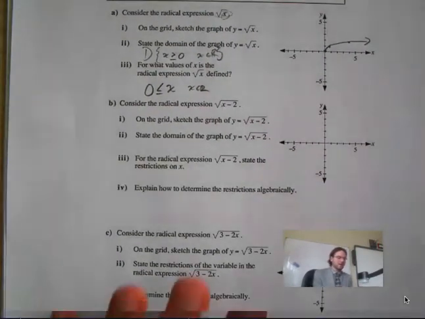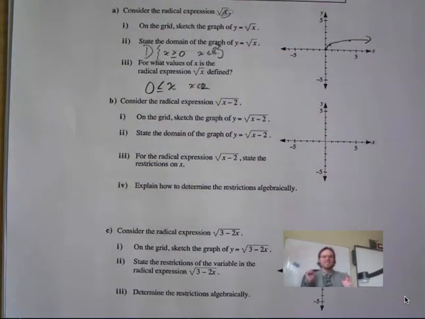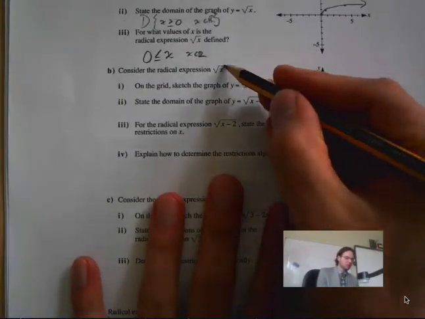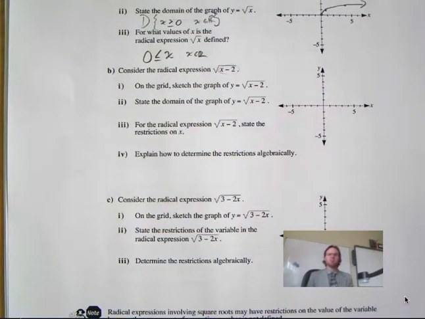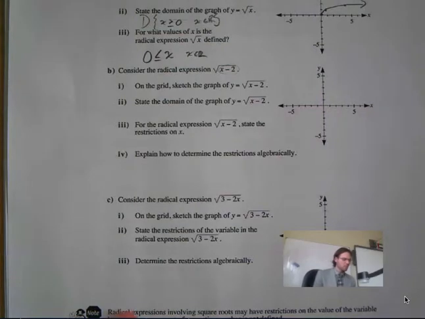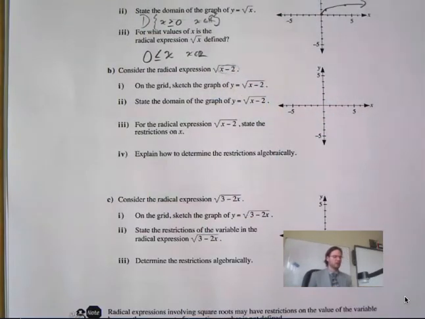Why? Because I can't have a negative. I can't square root a negative. That's the key thing. So that's my restriction. I cannot square root a negative. Let's take a look at the next one here. It looks a bit more complicated, but it's not that bad. We want the square root of x minus 2.